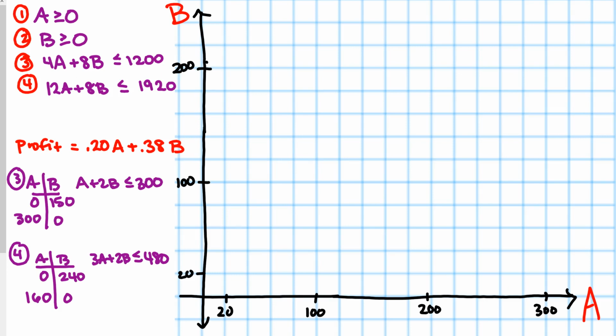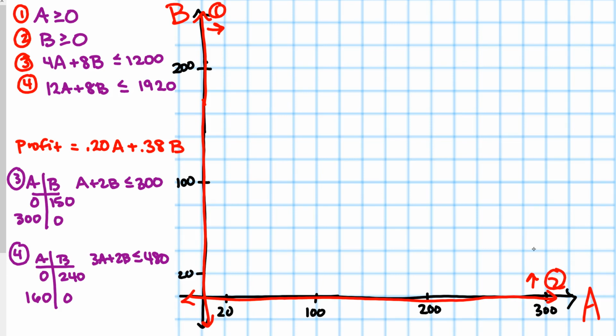Okay, so for line 1, that's just A equals 0, so that's the y-axis. It's a vertical line. And we're going to label that with a 1 and plan to shade to the right. For line 2, that's B equals 0. That's the x-axis. Label that with a 2. We're going to shade that up.